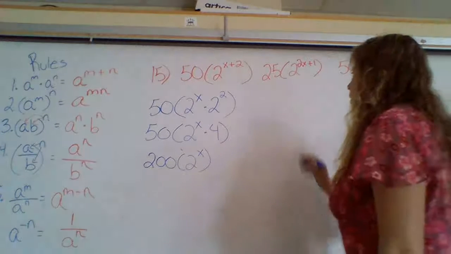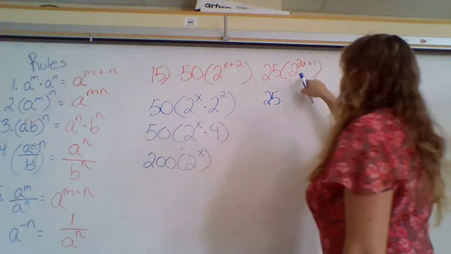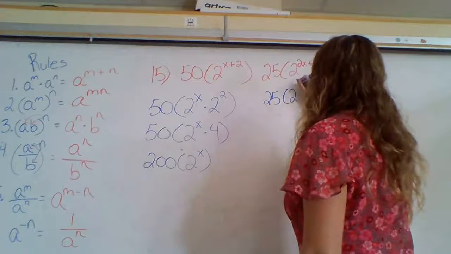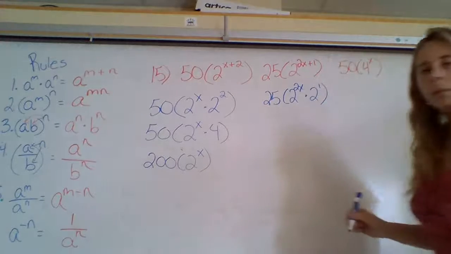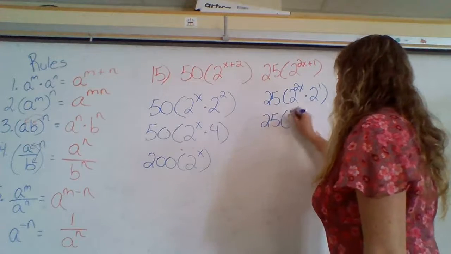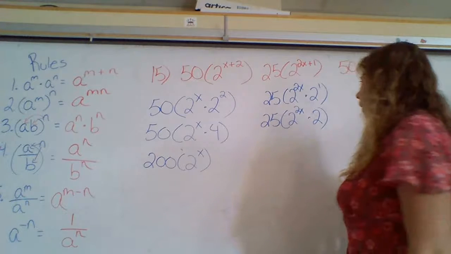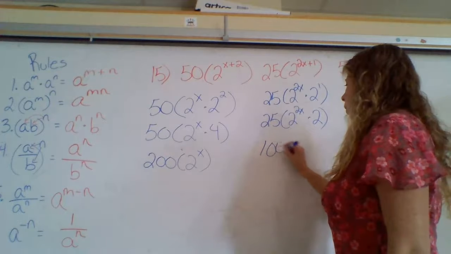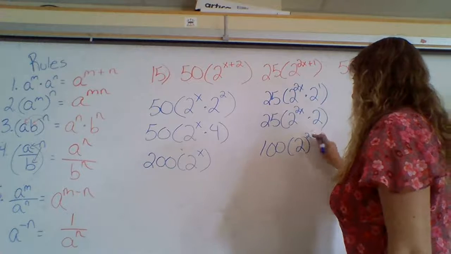Okay, good practice. So let's do this one. 25. And then once again, you're adding the exponents, so that's rule number 1. So we can change this to 2 to the 2x times 2 to the first power, which is just going to be 2. So that's 25 times 2 to the 2x times 2. Once again, you can just multiply in any order, so I'm going to go 2 times 25 is 100, times 2 raised to the 2x.